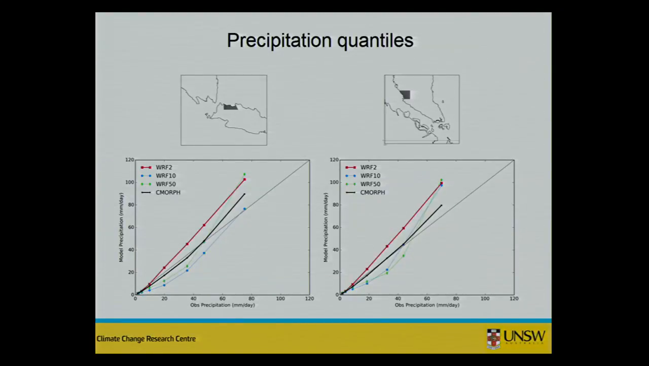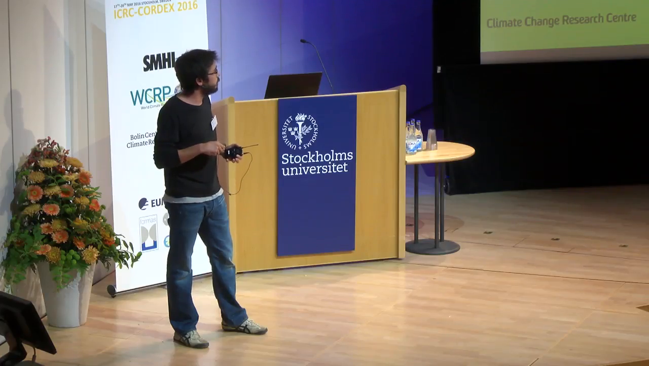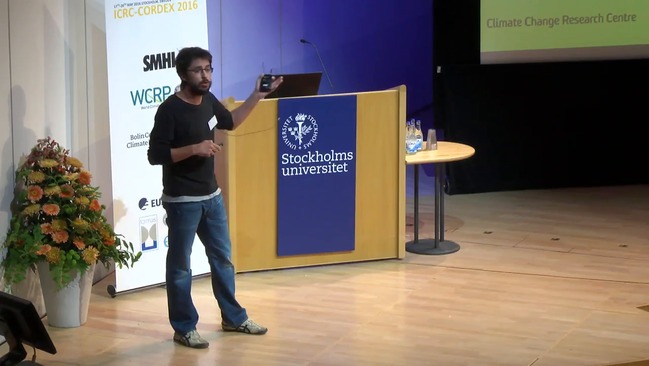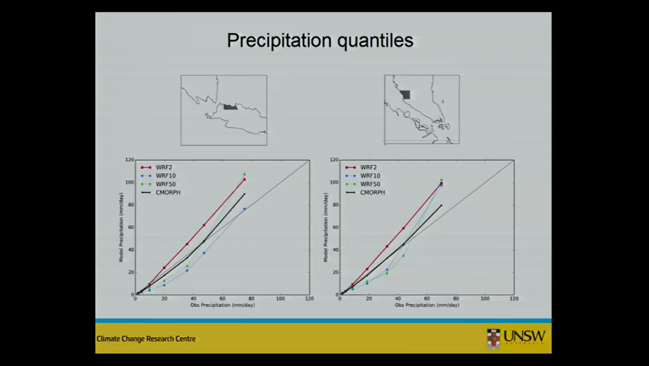Of course, this is just one region, and we have to take into account that there is a significant difference in the resolution of the observation data set, which also plays a role in these plots. But this is giving us an idea of how we are better capturing the trend, or the linearity, of these quantiles.